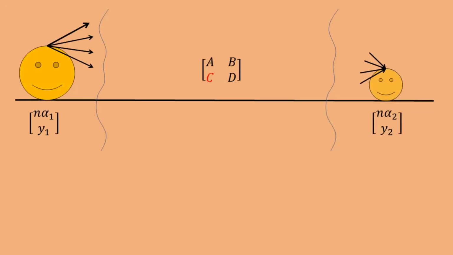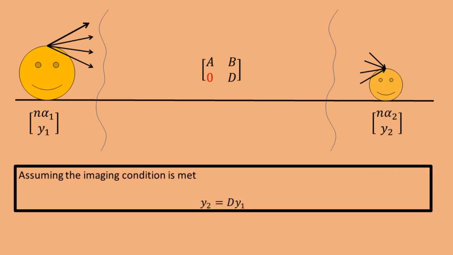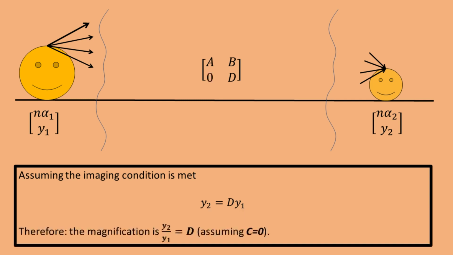In order to define a magnification at all, we must assume that the imaging condition is met, so C is equal to 0. Now we can define the magnification as y2 over y1. We can see that this equals D in the transfer matrix. Thus, the magnification of the optical system, assuming the imaging condition is met, is D.